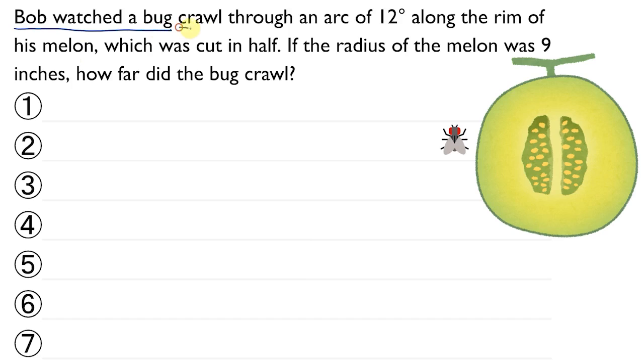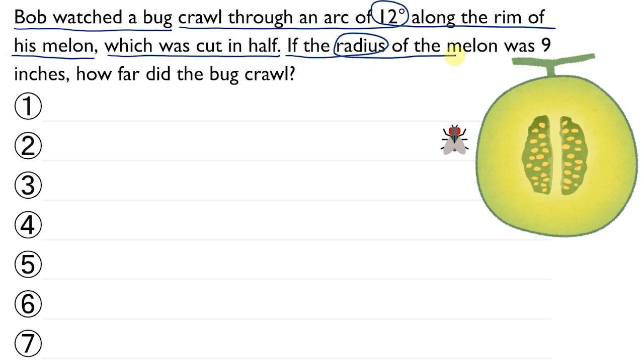Bob watched a bug crawl through an arc of 12 degrees along the rim of his melon, which was cut in half. If the radius of the melon was 9 inches, how far did the bug crawl?